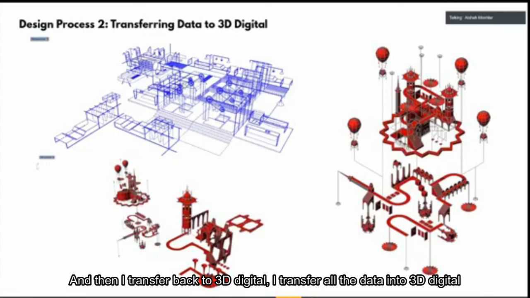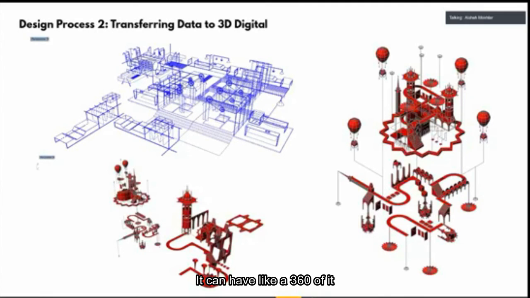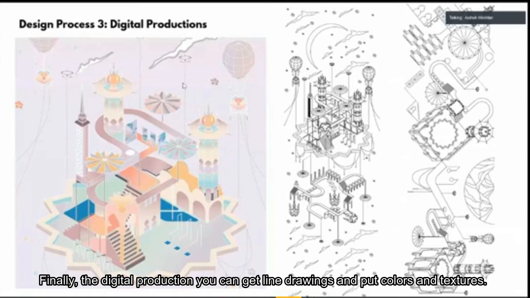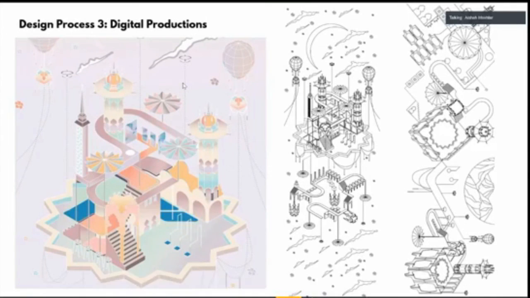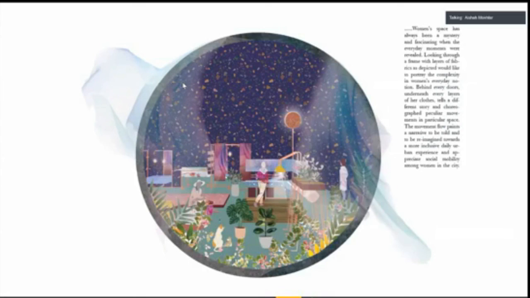I transfer all that data into 3D digital, like this one I did from that sketch to this. Because this is 2D, but when you have all that data in a 3D world, it gives a little more opportunity to explore. You can have a 360 of it, which is interesting. And then finally the digital productions: you can get line drawings, put colors, put textures, and it creates all these very interesting images to help you explain your work. Yeah, I think that's it from my side.